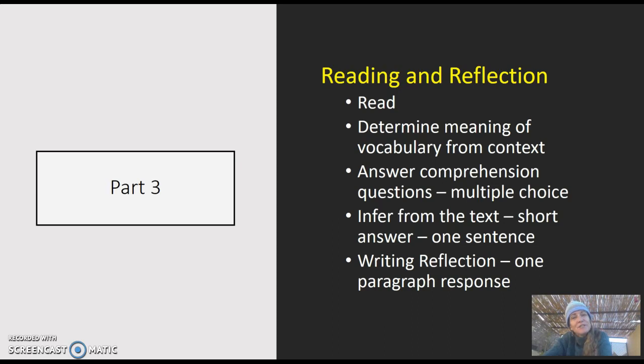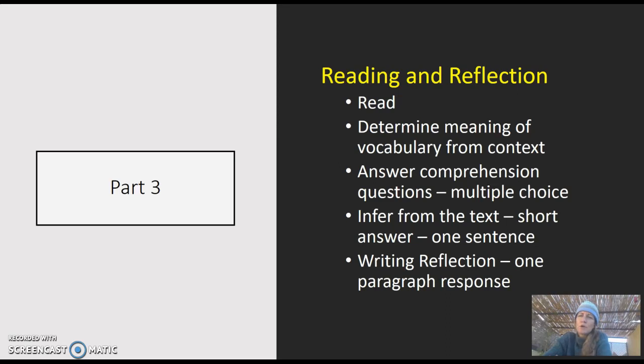The activities that you will need to do around this reading include, first, determining the meaning of vocabulary from context. What that means is I will choose certain words in the reading that I think may be difficult, and based on the information around that word, you will need to make your best guess at what that word means. The second thing you'll need to do is answer a few comprehension questions, which will likely be in a multiple choice format, just to test your reading for understanding. The third thing you will do is make inferences from the text. Those will be short answers, 1 sentence.